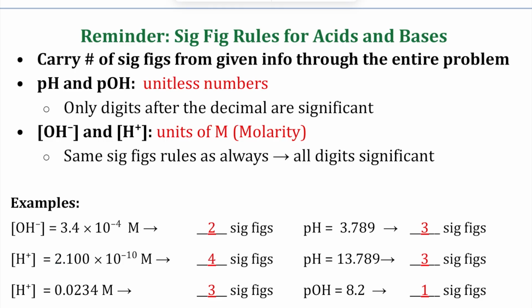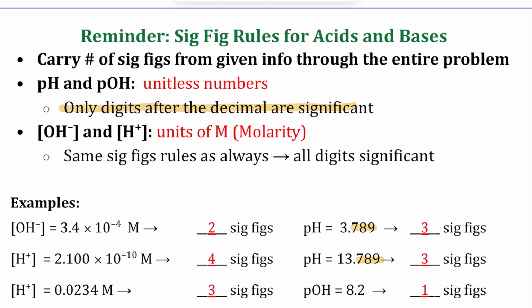So then that is 4. Zeros to the left are not significant, even if there's a decimal, so that one's 3. But again, the pH scale is a 1 to 14 scale. 3.789, showing that same exactness, and 13.789, showing that same exactness, have the same sig figs. And so for pHs, only the digits after the decimal are significant. And so each of these has 3 sig figs.